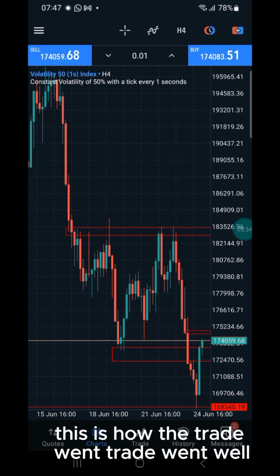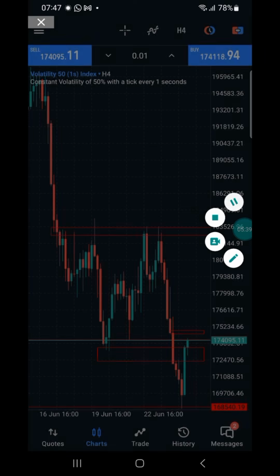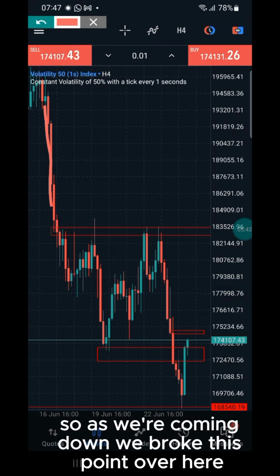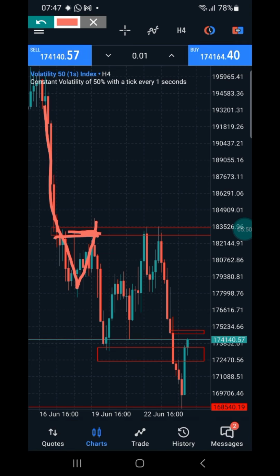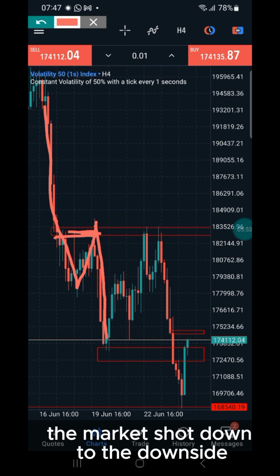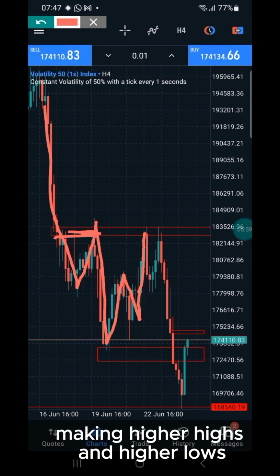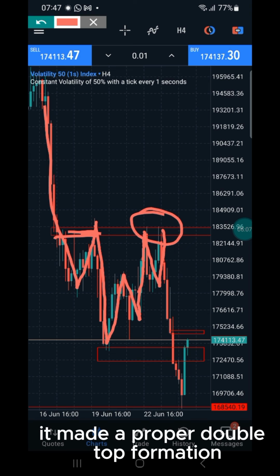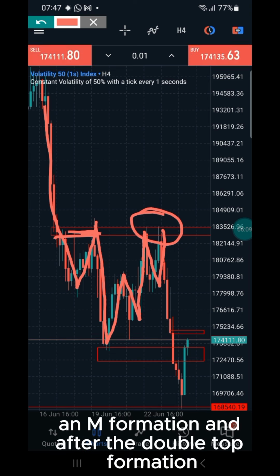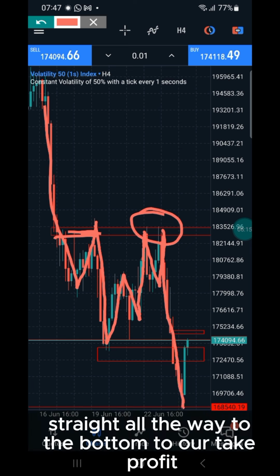So yeah, guys, this is how the trade went. Trade went well. So you can see, as we're coming down, we broke this point over here. The market came to retest that point, weakening out a lot of people here, as you can see. Then after that, the market shot down to the downside, made a small retracement here, making higher highs and higher lows, just tricking people. And as it came back to this point, it made a proper double top formation. And after the double top formation, you see the market shot straight all the way to the bottom to our take profit.